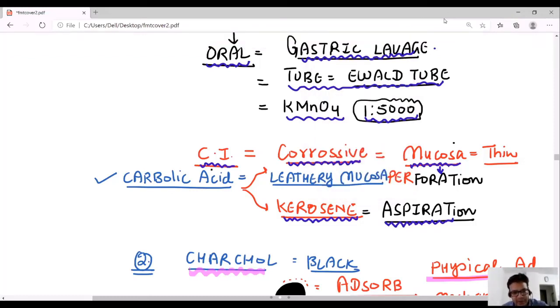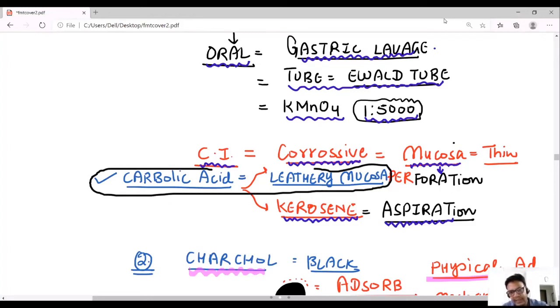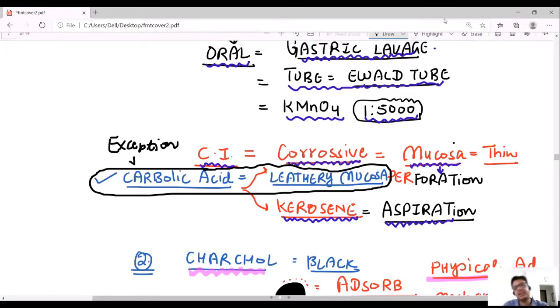But sir, there is one corrosive in which gastric lavage is done. That is the exception: carbolic acid. In carbolic acid, gastric lavage is done because leathery mucosa is seen, so no chances of perforation.